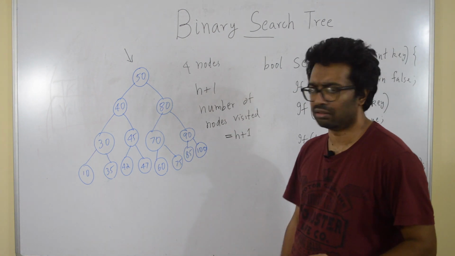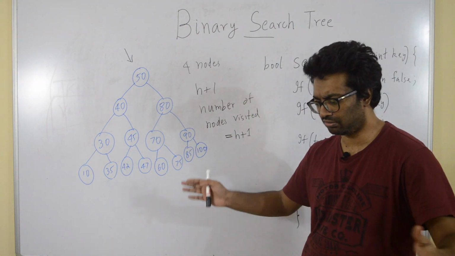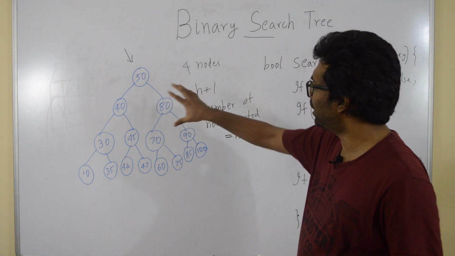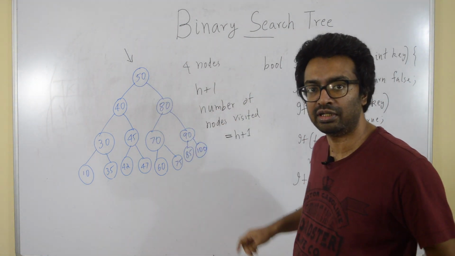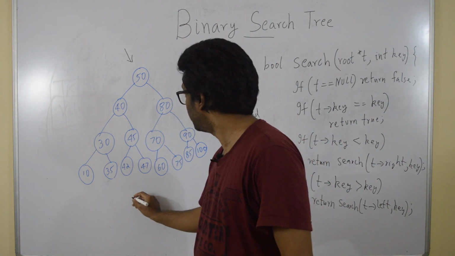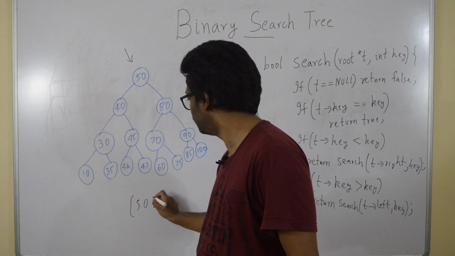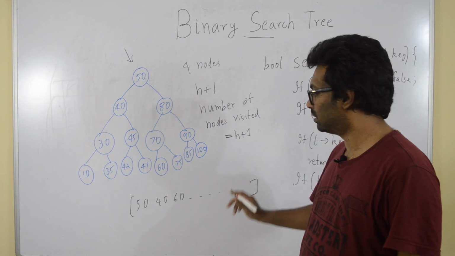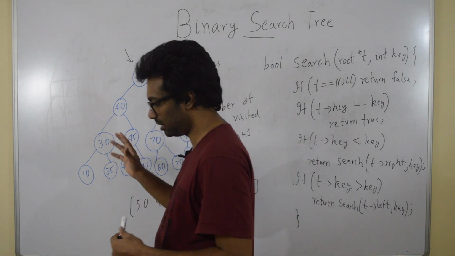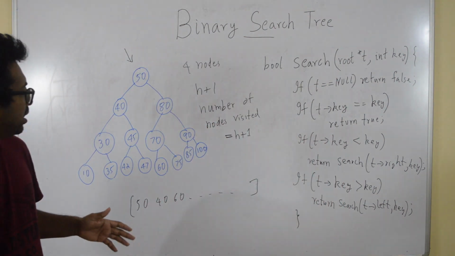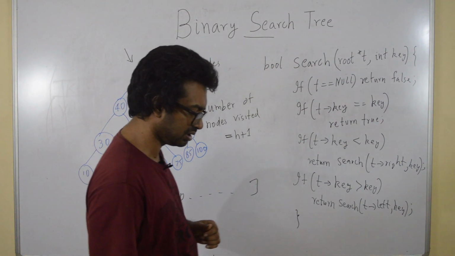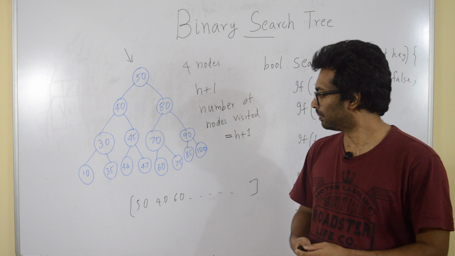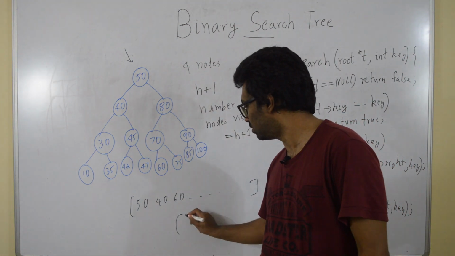Imagine that we don't have a tree. We just have some list of numbers, so let's say we have an array of numbers. The same numbers, I have them in an array, in some order, let's say 50, 40, 60, and so on. This is a list of these same numbers, and I am searching for a number, let's say 60, in this. Now, how do you do the search? We have to do what is called a linear search.